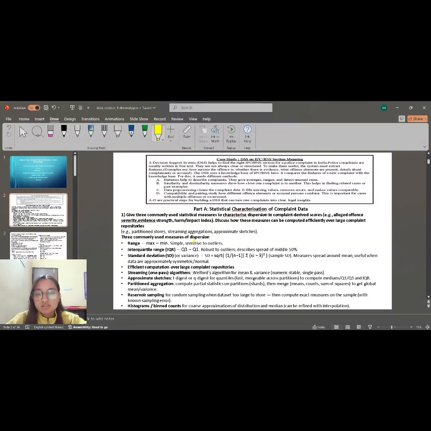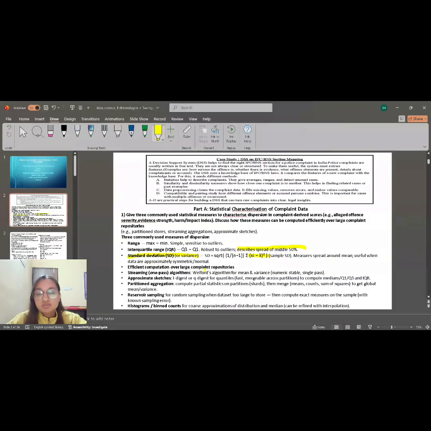Three commonly used measures of dispersion: range, maximum minus minimum, simple but sensitive to outliers; interquartile range, IQR, Q3 minus Q1, robust to outliers, describes the spread of the middle 50%. Standard deviation, SD, or variance. The formula for standard deviation is the square root of 1 upon n minus 1 into the summation of (xi minus x bar) whole square. It measures spread around the mean, useful when data are approximately symmetric or normal.